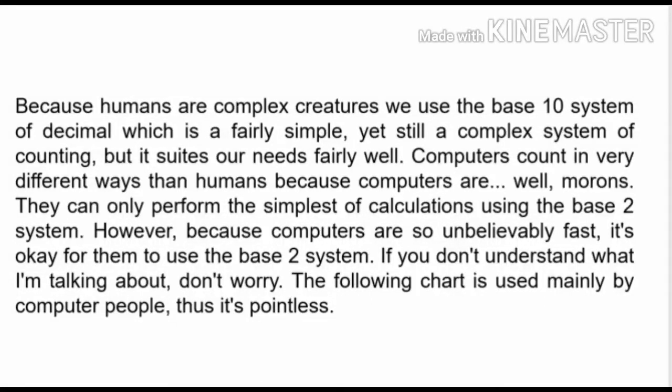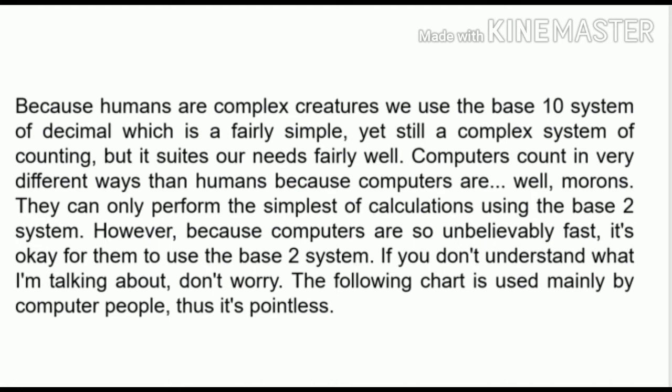Computer numbers. Because humans are complex creatures, we use this base 10 system of decimal, which is a fairly simple yet still complex system of counting, but it suits our needs fairly well. Computers count in very different ways than humans because computers are, well, morons. They can only perform the simplest of calculation using the base 2 system.